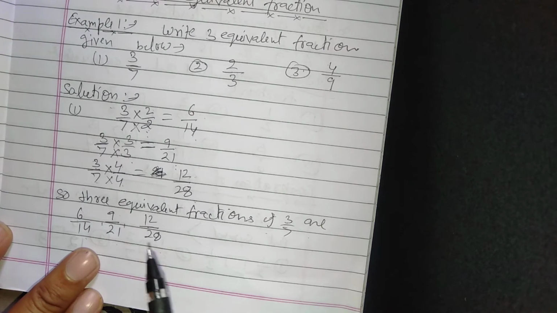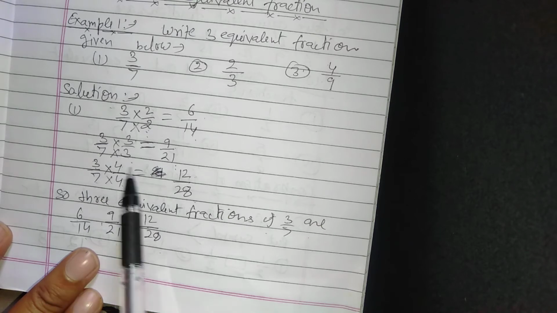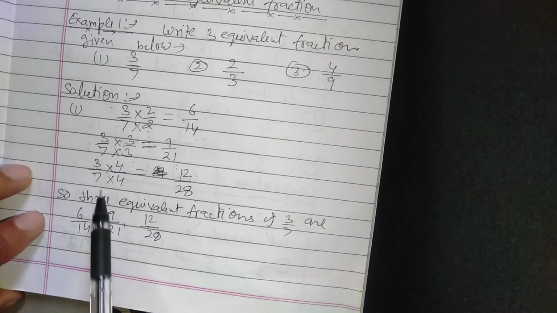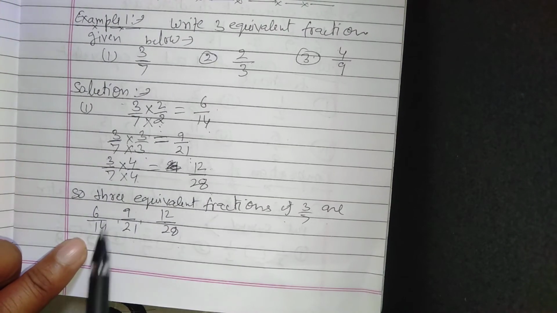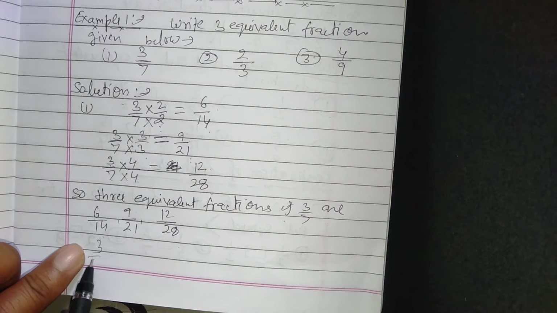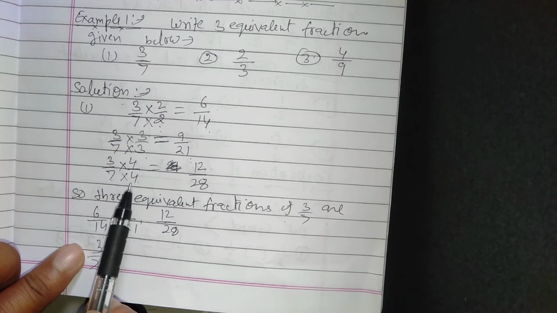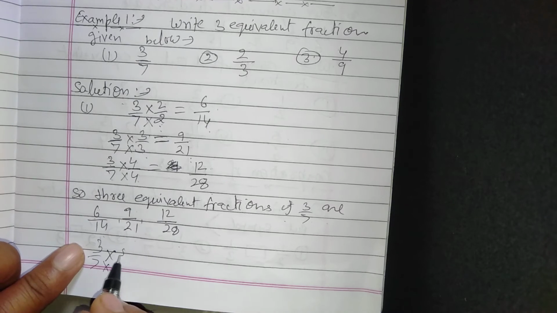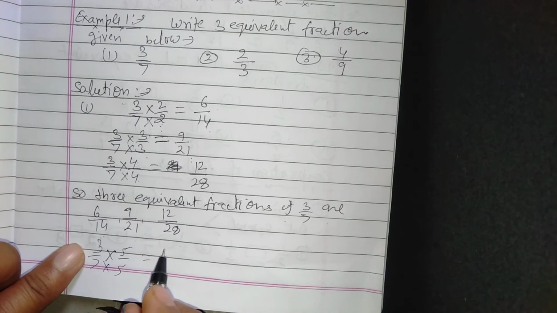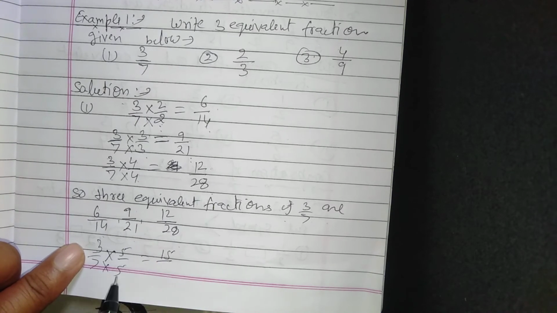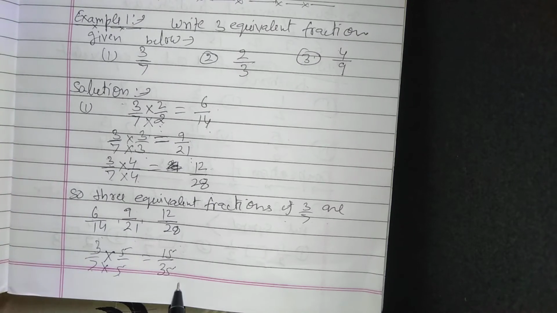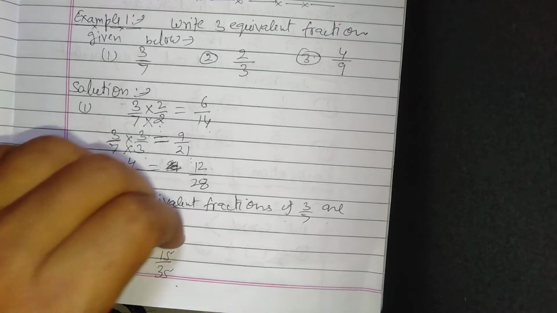If you want to find one more fraction, suppose you want 4 fractions, then again you take this 3 by 7 and multiply by 5 by 5. So you'll get 5 times 3 is 15 and 5 times 7 is 35. So 15 by 35 will be the fourth equivalent fraction. This way you can convert.